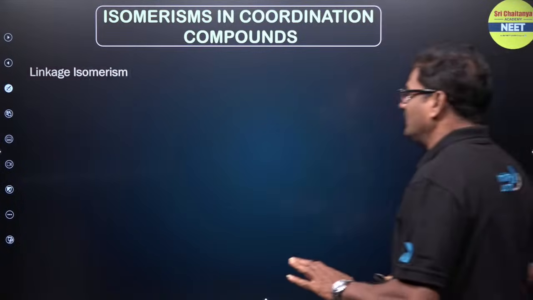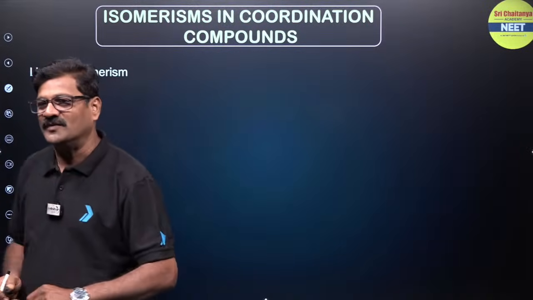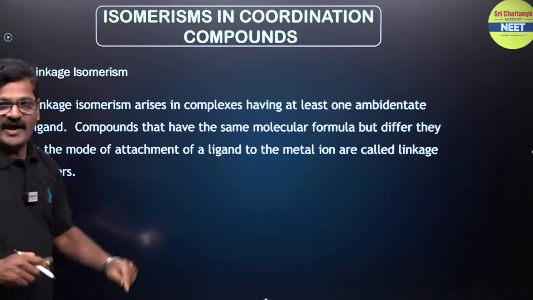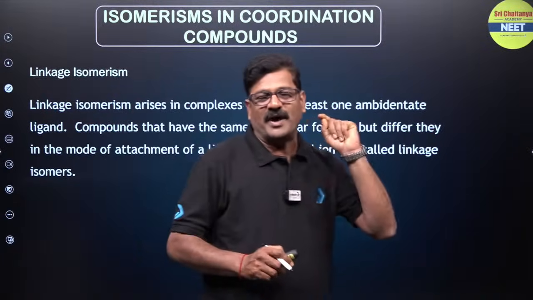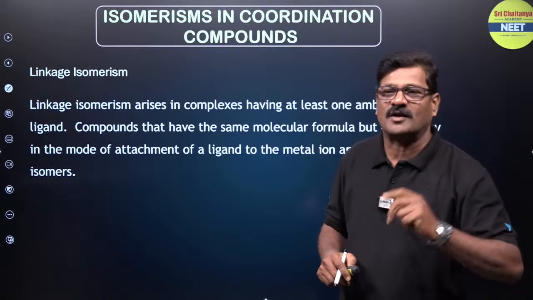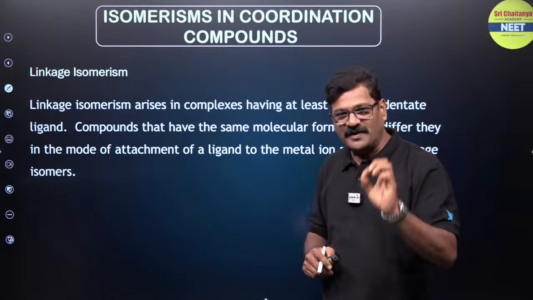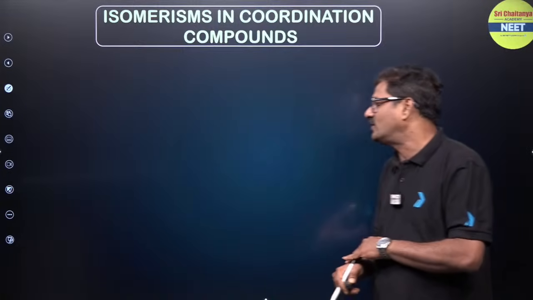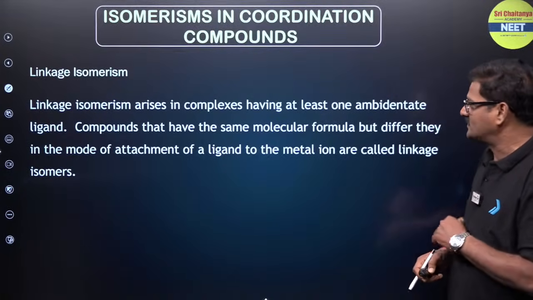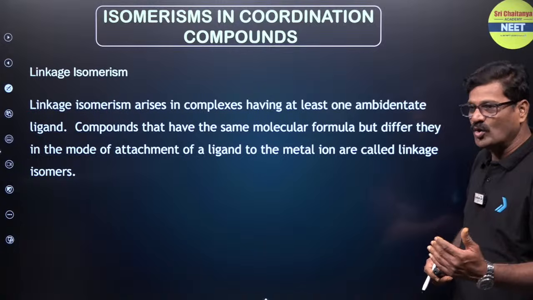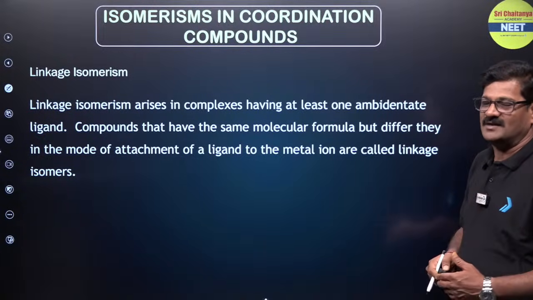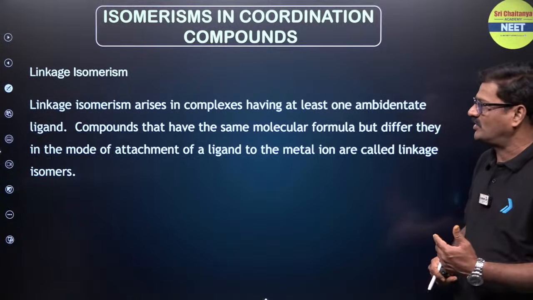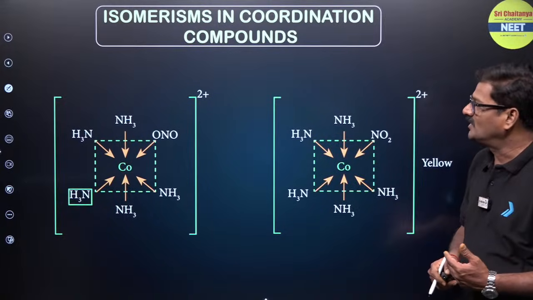So moving ahead here, linkage isomerism. This linkage isomerism arises because the ambidentate ligand has different donor atoms. So the different donor atoms can form different compounds. That is called linkage isomerism. Here you can say nitrito-O, nitrito-N, and cyano and isocyano come under this category.